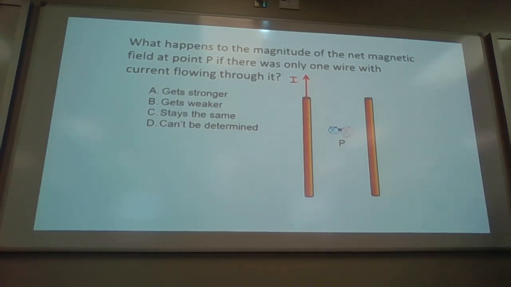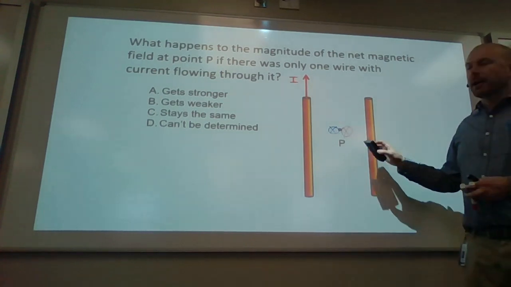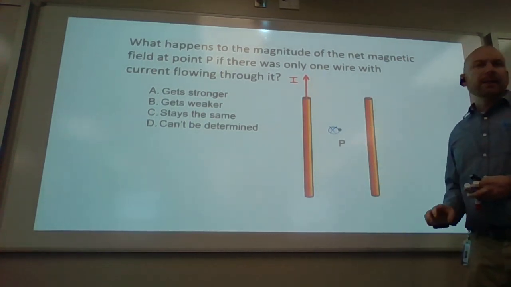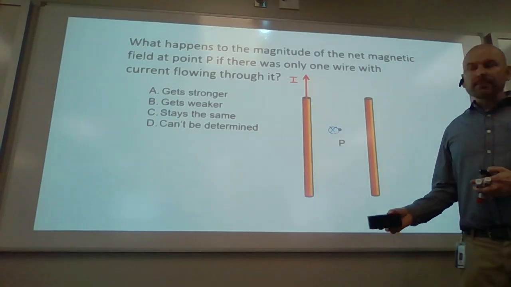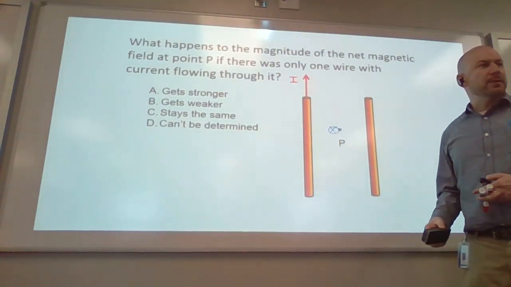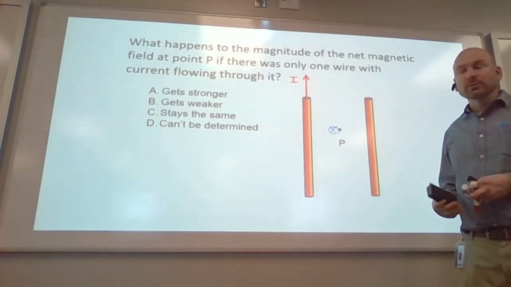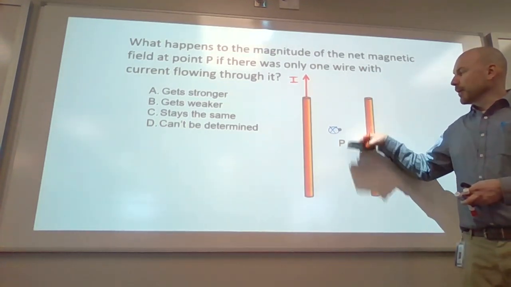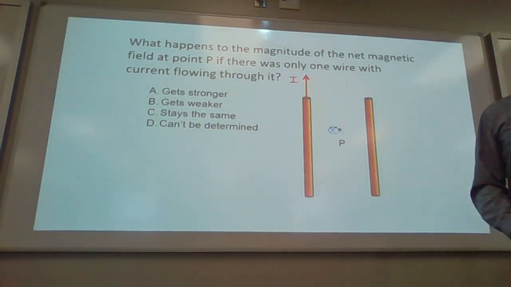Okay, when we turn off the current on here, that gets rid of that magnetic field. So it gets weaker because they're both going in the same direction, contributing to the total. Take away one of them, and you have a weaker magnetic field.